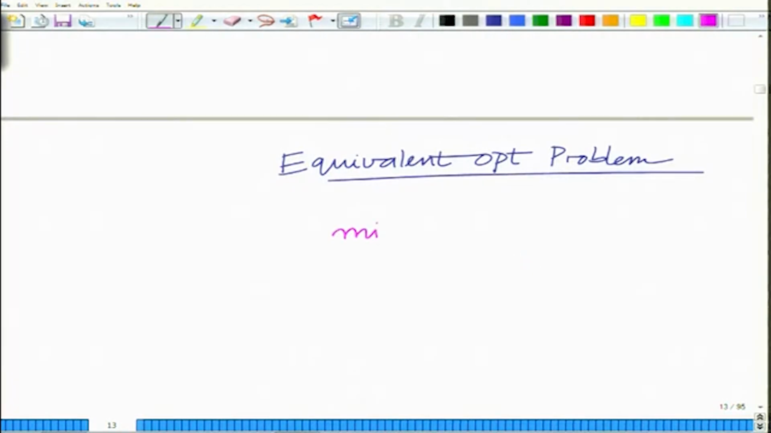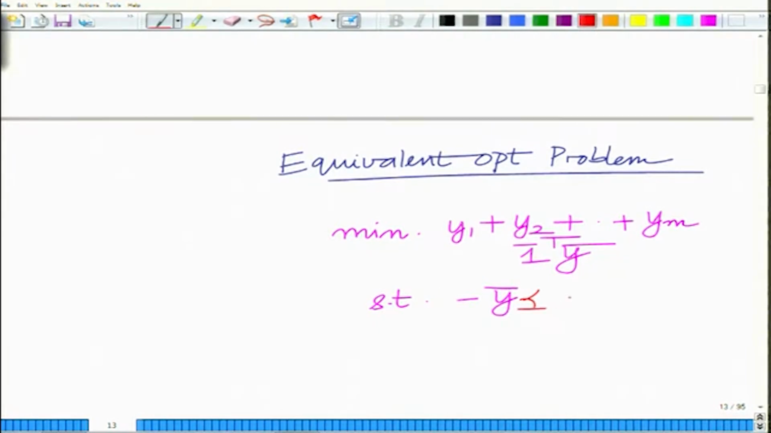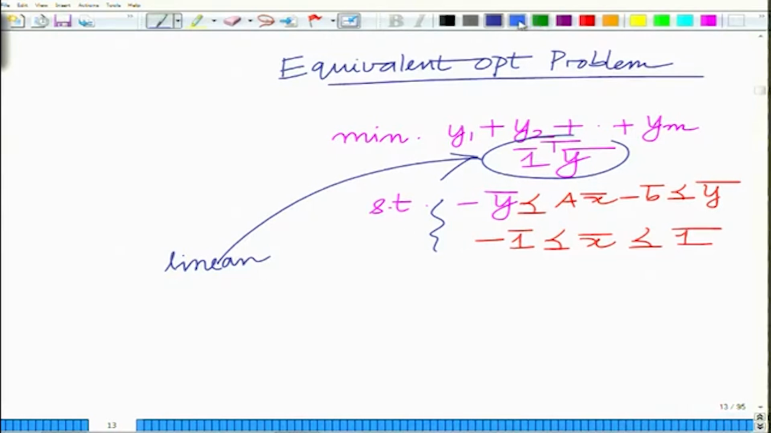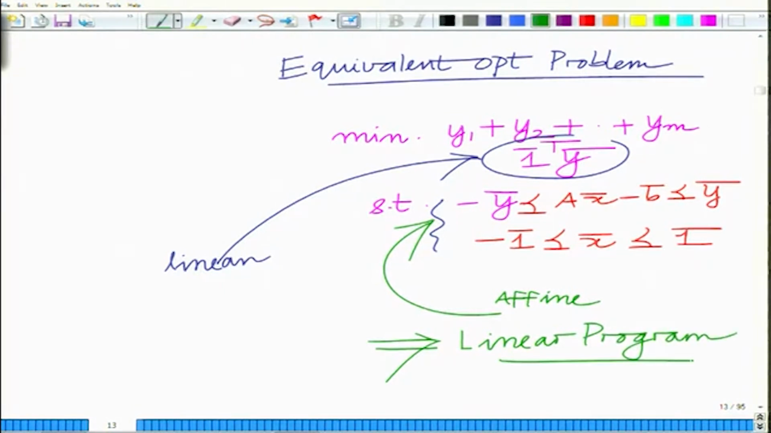So, now you can write the equivalent optimization problem. And that will be, you have to minimize y1 plus y2 plus up to ym, which is basically minimize 1 bar transpose y bar subject to the constraint minus y bar less than or equal to Ax bar minus b bar component wise less than or equal to y bar, minus 1 bar component wise less than or equal to x bar component wise less than or equal to 1 bar. And you can see this objective is linear, and the constraints are also linear, or rather affine constraints. This implies this is a linear program, this is an LP.